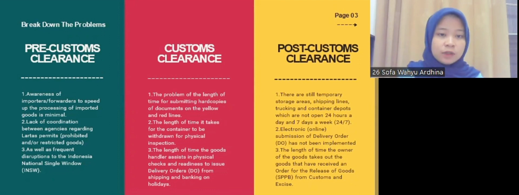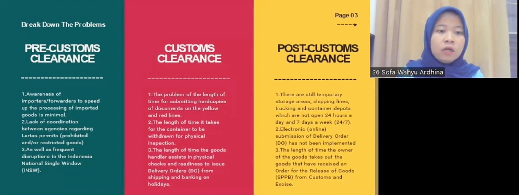Furthermore, in the customs clearance process, the obstacles faced are usually the length of time of submitting hard copies of yellow and red line documents. Also, it still takes a long time to withdraw containers for physical inspection. Likewise, there is the length of time for the goods handler to accompany physical checks and red lines, and to issue the delivery order or DO from shipping, particularly on holidays.